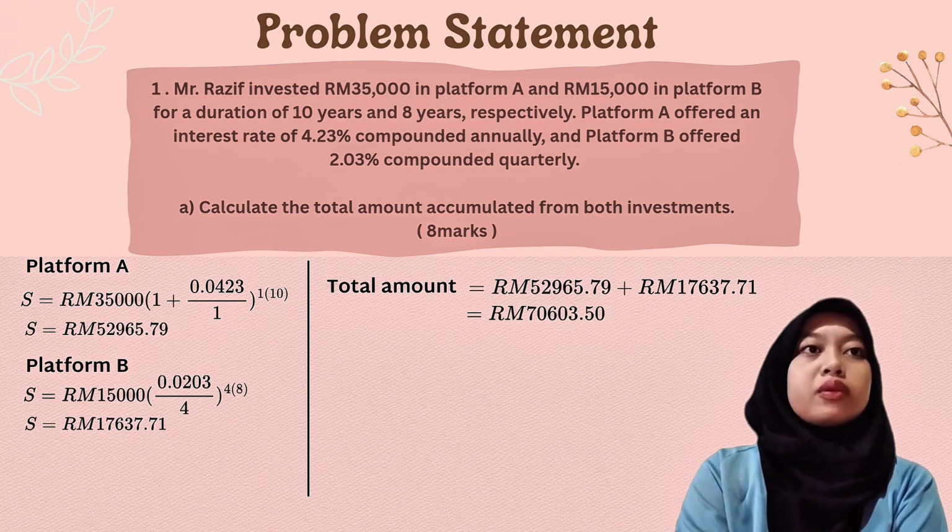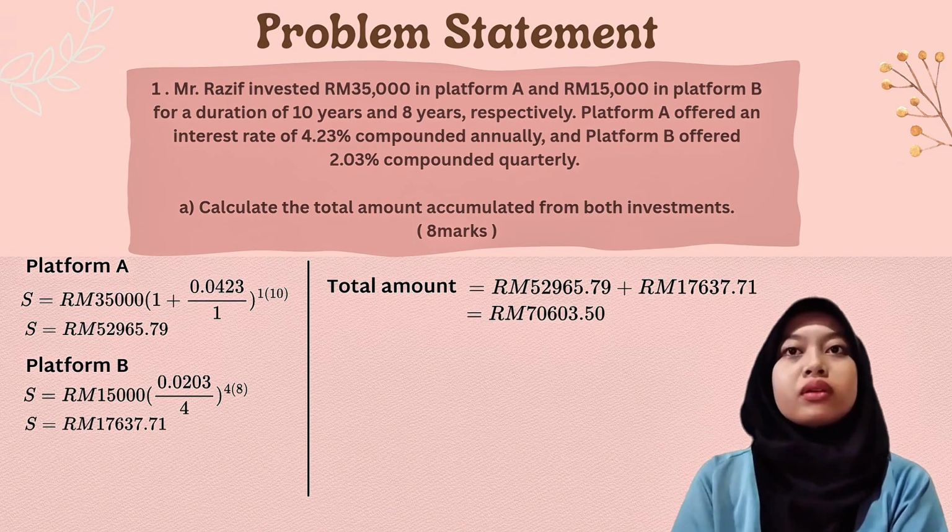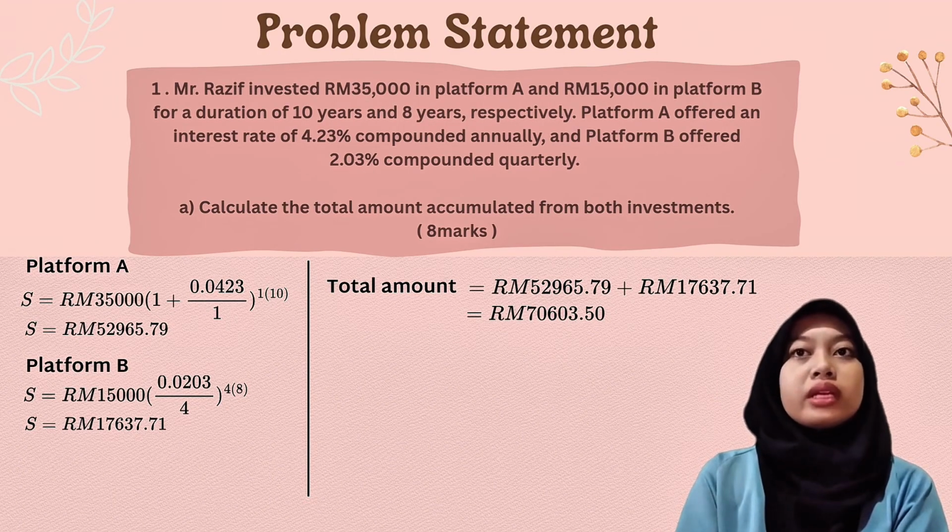So after we find the future value for both platform A and platform B, we need to add them together to find the total amount accumulated from both investments. So the total amount accumulated from platform A and platform B is 70,603 ringgit and 50 cents.